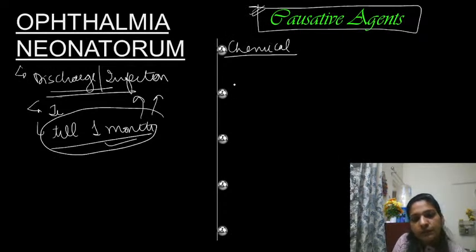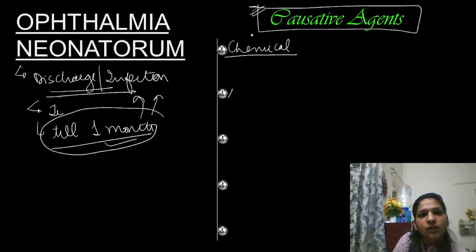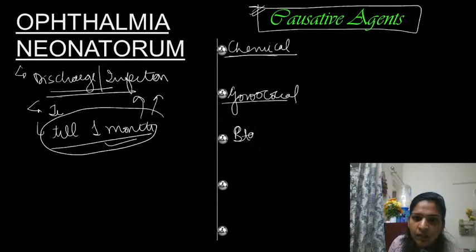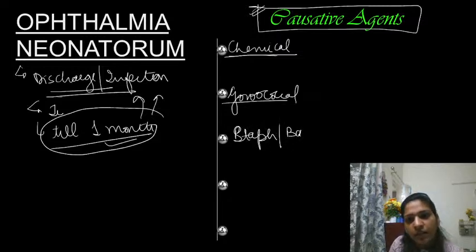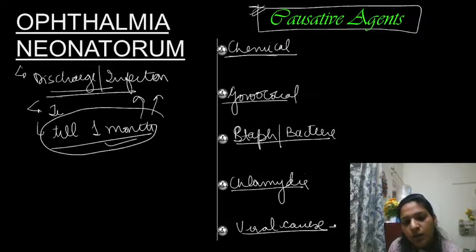Chemical. Krish, Godappa, Dr. Yash, please tell me the causative agents of Ophthalmia neonatorum. It can be chemical, it can be gonococcal, it can be other bacterial cause like staph or any other bacteria, it can be chlamydia, it can be any other viral cause like herpes simplex, herpes zoster virus.